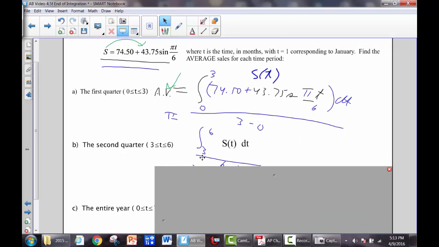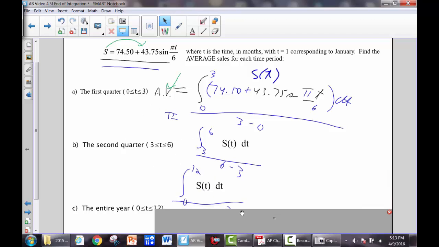For the second quarter, it would be from 3 to 6. The first quarter of the year is the first 3 months, the second quarter is the next 3 months, so same thing. For the entire year, it would be 0 to 12.